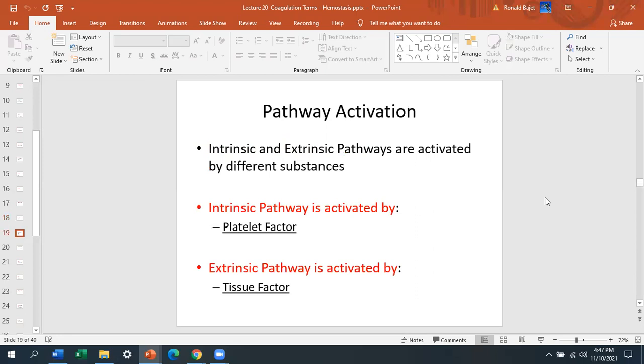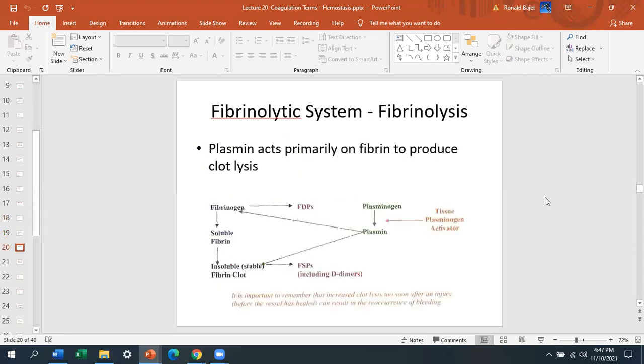Okay, so you have the intrinsic and extrinsic pathways activated by different substances. The intrinsic pathway is activated by platelet factor, make sure you know that. And the extrinsic pathway is activated by tissue factor. Okay, make sure you know that.